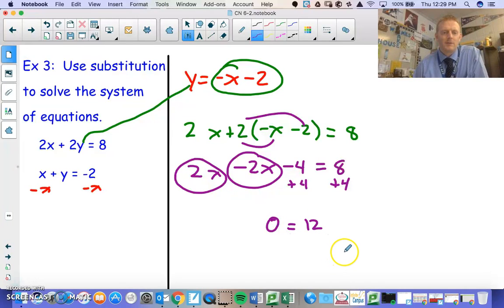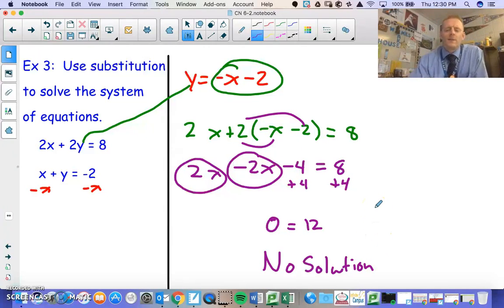Is that a true statement? I don't think so. We're going to get ourselves a no solution on this specific problem. Unless I messed up someplace, which I don't think I did. All right, so that's our answer for this one, folks.